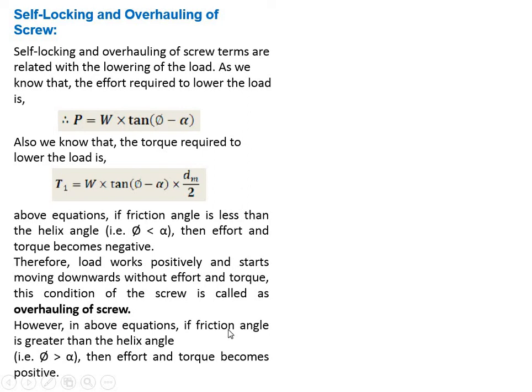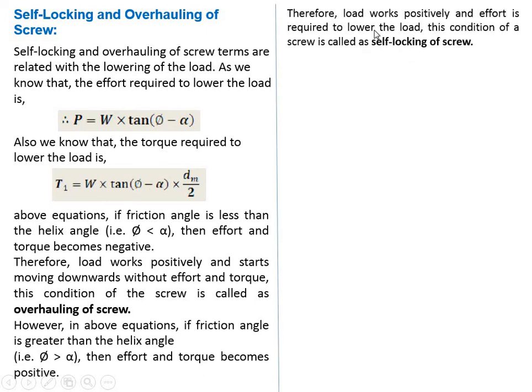However, in the above equation, if the friction angle is greater than the helix angle, meaning phi is greater than alpha, then effort and torque become positive. If the phi value is less, the torque value will be negative. If the phi value is greater, then the torque value will be positive. So in that case, the load works positively and effort is required to lower the load. This condition of a screw is called self-locking of the screw.